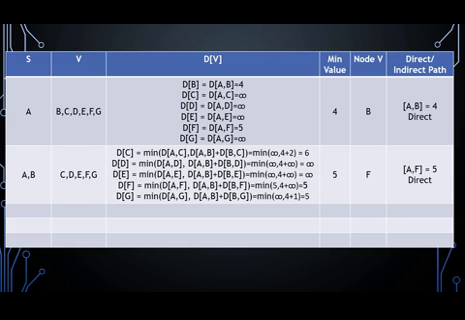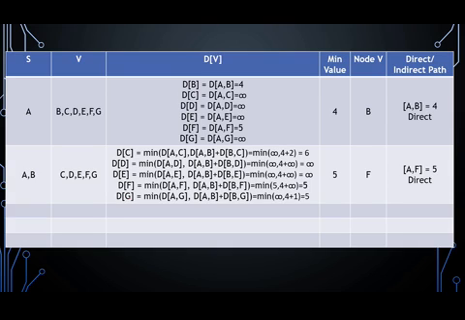So D of F from the previous step is 5. Minimum from the previous step is 4, and D of BF is infinity. So minimum from the previous step is 5 comma 4 plus infinity. So minimum is obviously 5.